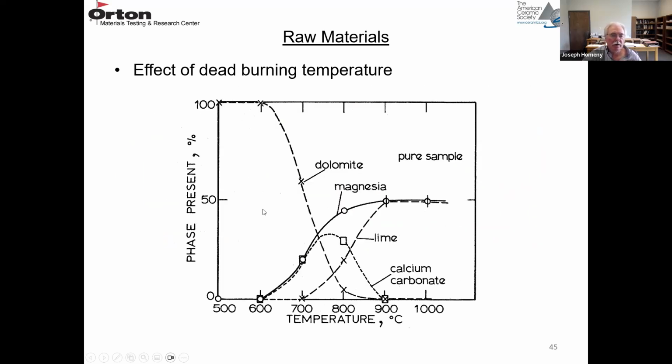And this is what happens to the phases during this dead burning process where you heat treat it at high temperatures. So this is phases present from 0 to 100% versus the temperature. So you start out with all dolomite, this curve here. And as you start to decompose the carbonates, the dolomite concentration is decreasing. And it's 0 at 900.